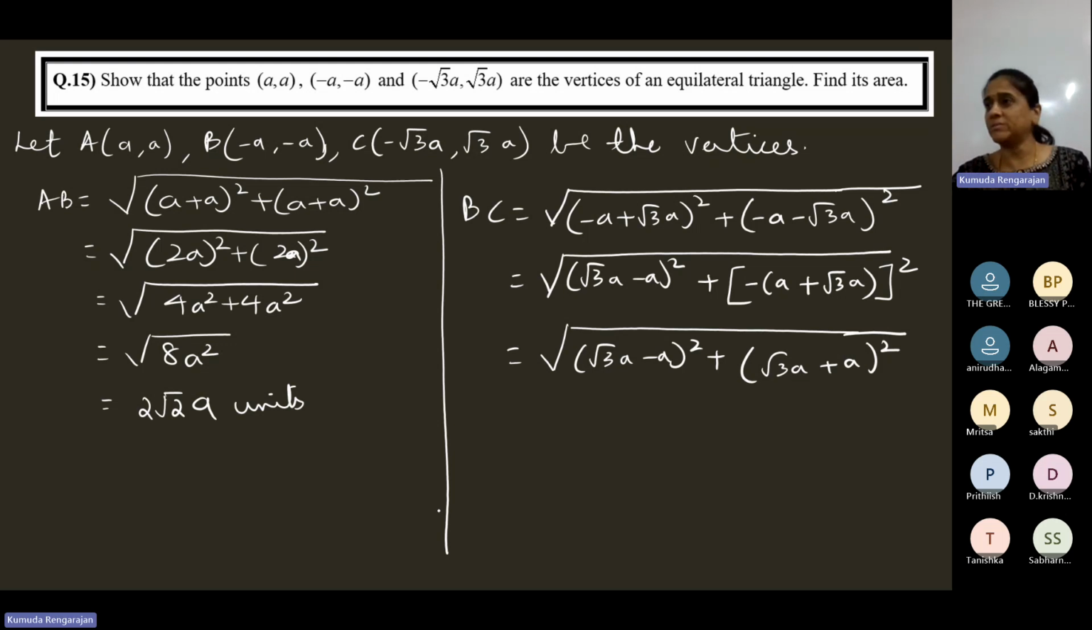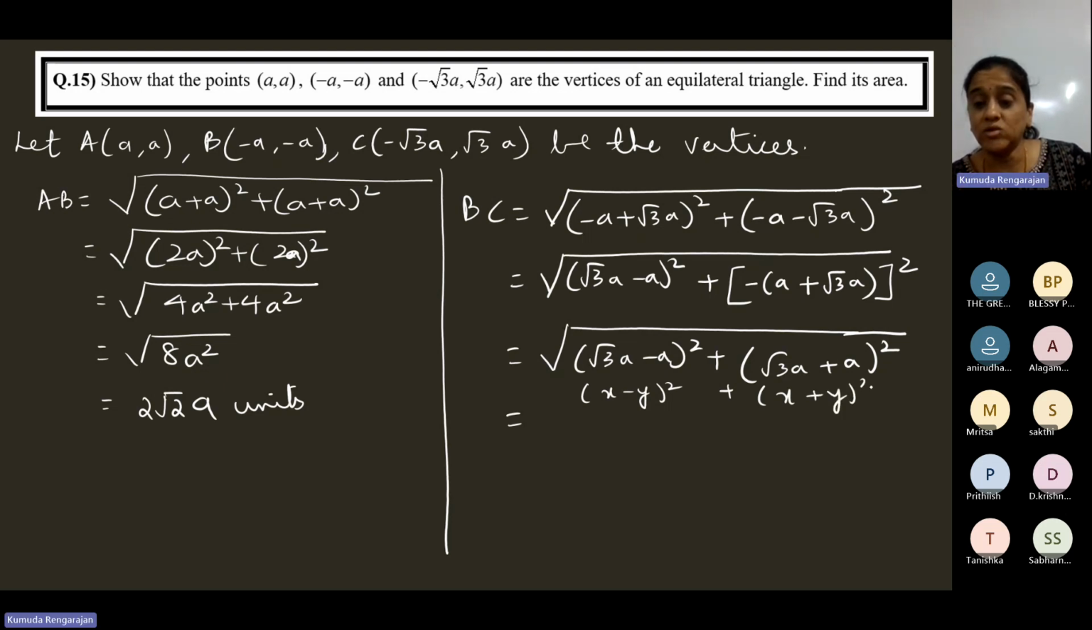Minus is squared, it becomes plus. And inside the bracket, we have a plus root 3a, which can be written as root 3a plus a. Now you can use the identity. What is this? This is like a minus b the whole square plus a plus b the whole square. It's 4ab.